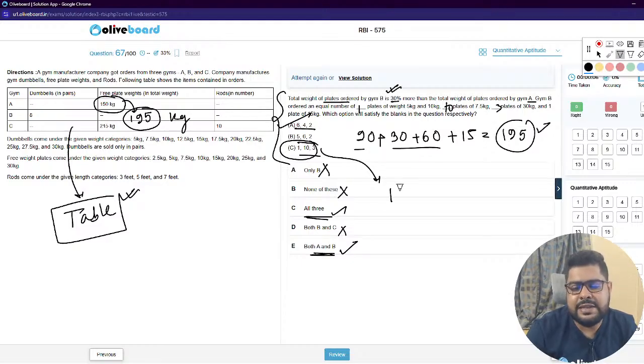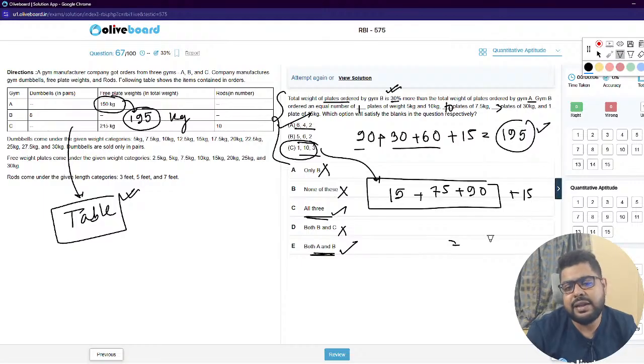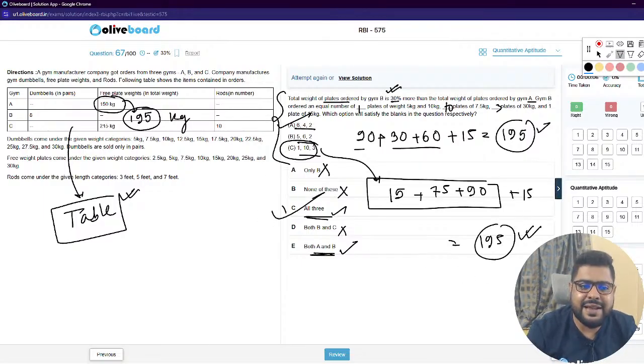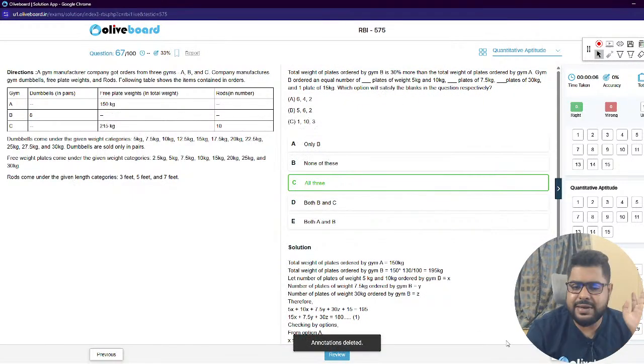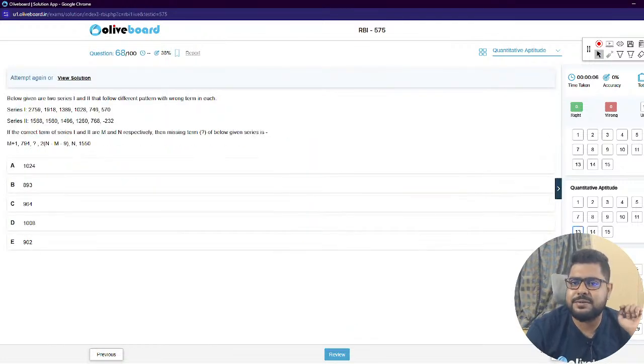So 15 kg into 1 is 15 plus this is 75. This is 90, sir. Achha, sorry, plus 15. So this is 90, 180, yes sir, 195. Yeah, this is also satisfying. So my answer has to be all 3 options. I don't need to check B. So this is my answer. Done. Very simple question. Very, very simple question.